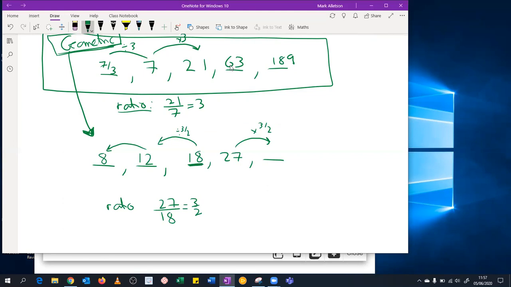To go forwards, the ratio is 3 over 2, so you're multiplying to go forwards here. So you're multiplying by 3 over 2. Well, 27 times 3 is 81. 81 over 2 is 40.5, or you could leave it as a fraction. That's how you do that.